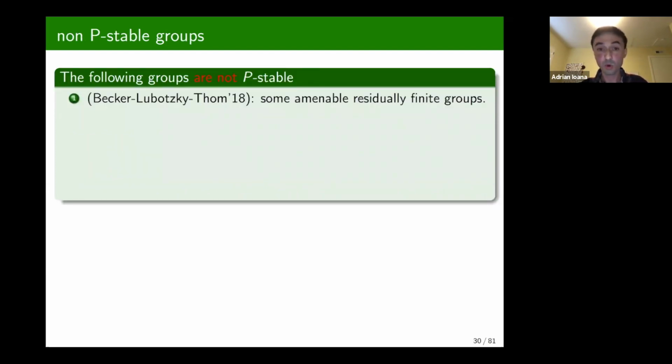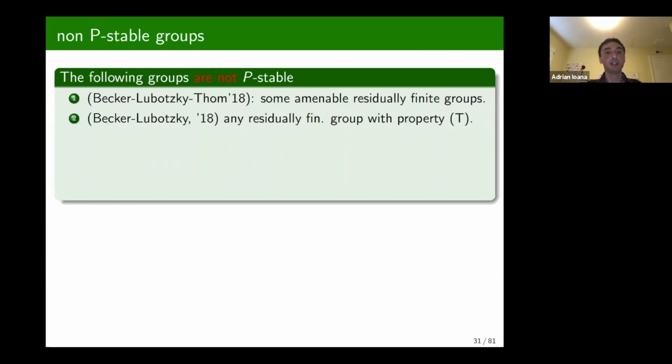Becker, Lubotzky, and Thom, in the same paper, were able to also use their criterion to provide some examples of amenable groups that are also residually finite but are not p-stable. And the result that we saw last time, due to Oren, Becker, and Alex, is that any residually finite group with property T or even property tau is not p-stable. And Oren already went through this argument, so maybe I'll just show you a quick overview of their proof, because this leads to the notion of flexible stability that's critical to my talk. So how did they do this?